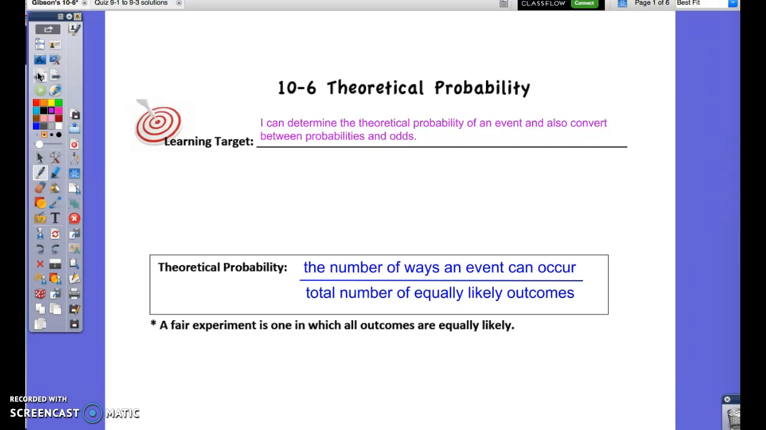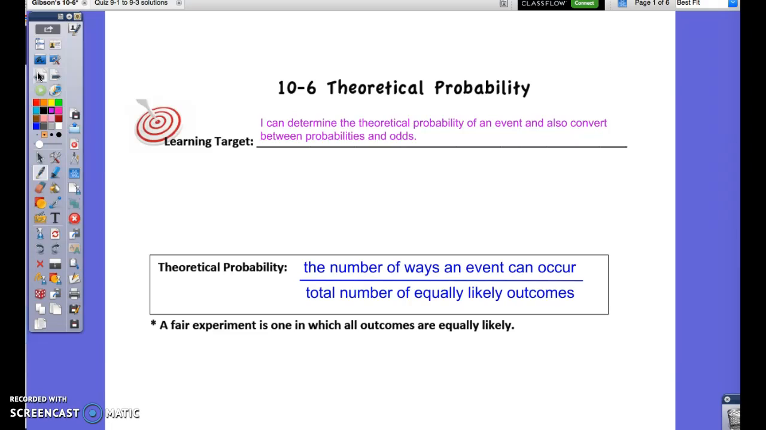But with theoretical probability, it is essentially like it says, it's what your probability is based on theory. Okay, so the learning target will be I can determine the theoretical probability of an event and also convert between probabilities and odds. So we'll talk about the odds here a little bit later on.